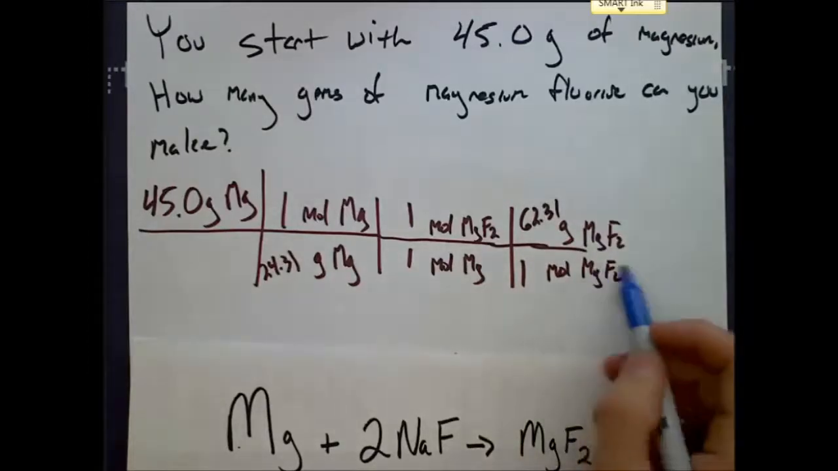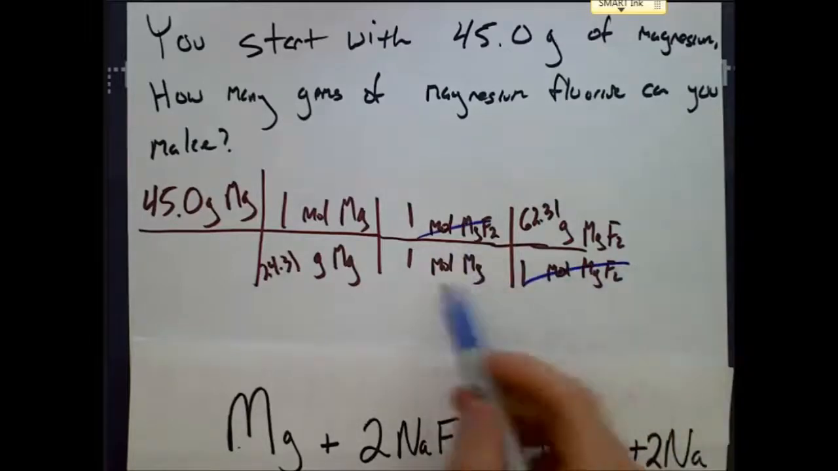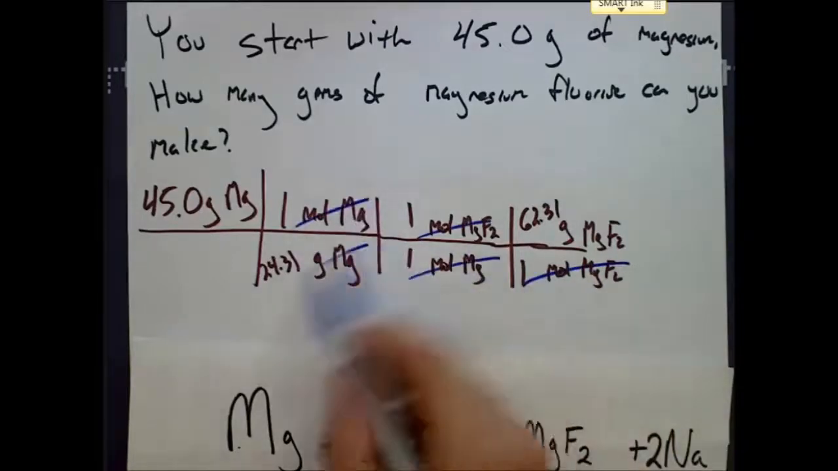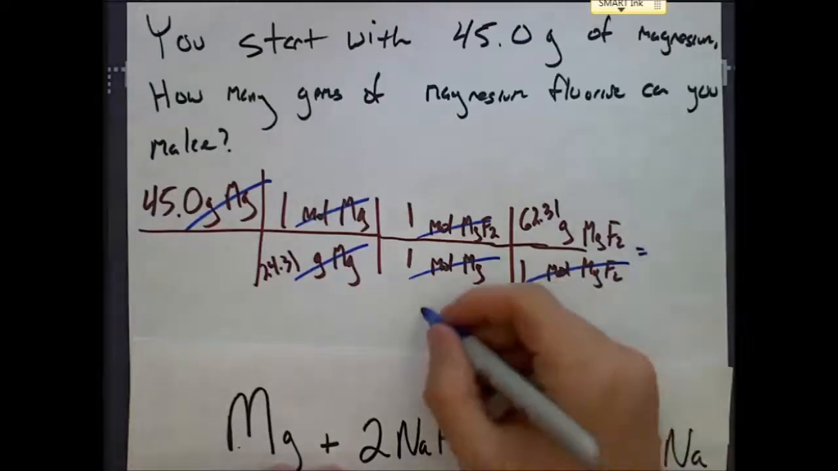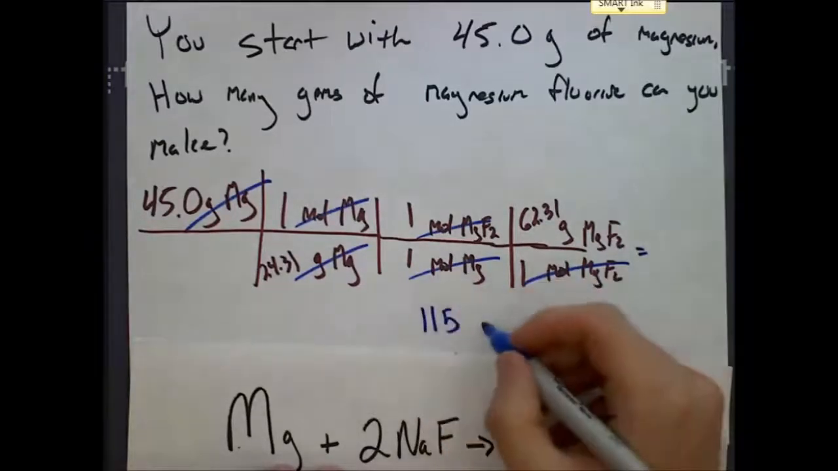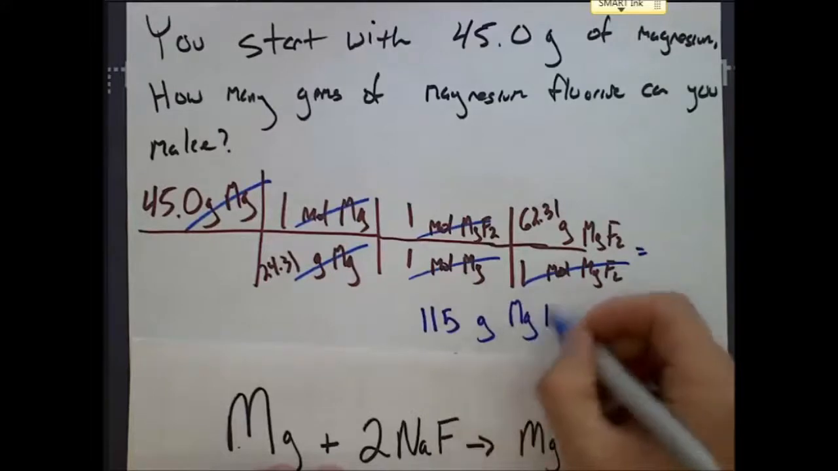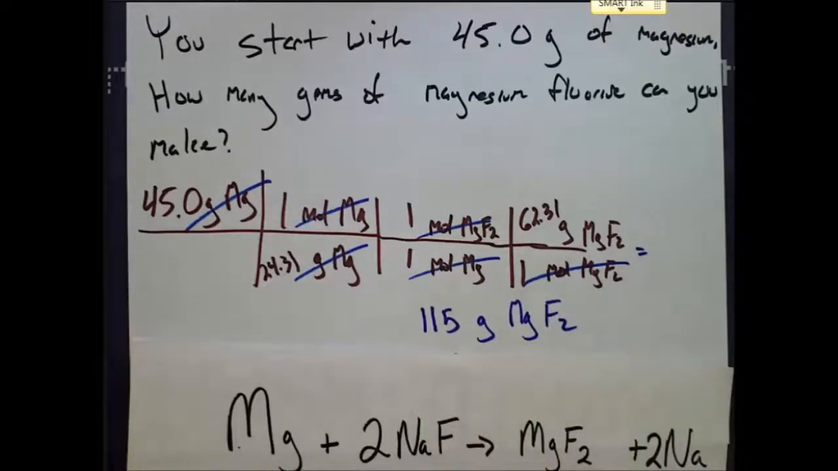And now all we've got to do is calculate. Moles of magnesium fluoride cancel. Moles of magnesium, grams of magnesium. All we've got left is the numbers. Let's plug those in and see what we end up with. 45 times 1 times 1 times 62.31 divided by 24.31, and we should end up with 115, that's after rounding, grams of magnesium fluoride.